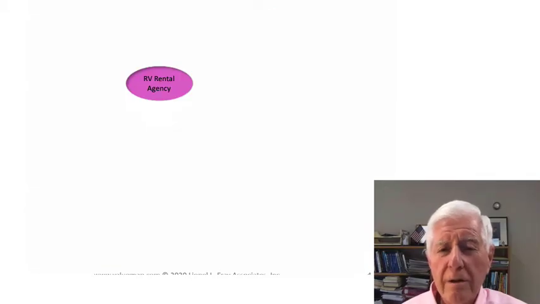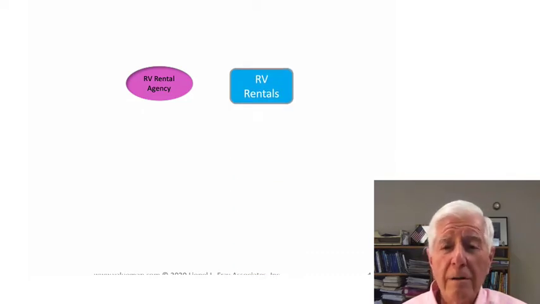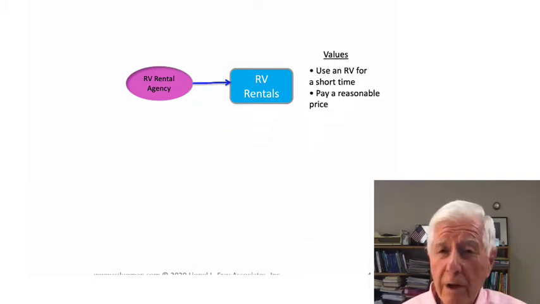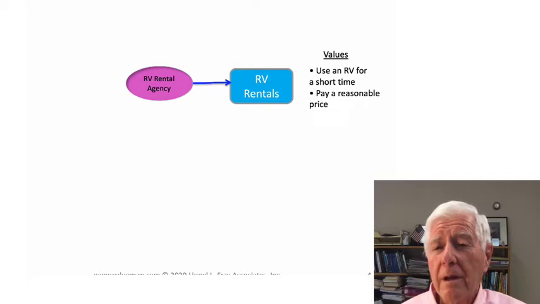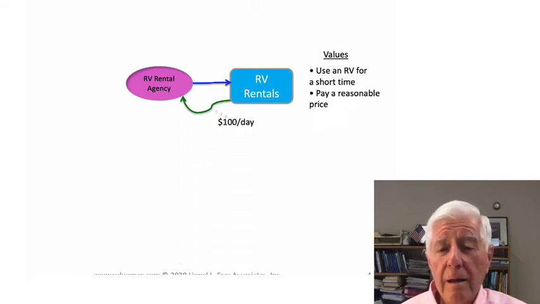First, we see a definition of the business, a stage where value is created, in this case, the RV rental agency. And it sells to a market, the RV rental market. It delivers value with a value flow to that market. And the values of that market are primarily to use an RV for a short time and to pay a reasonable price for it. Now, a reasonable price might be $100 a day or so.